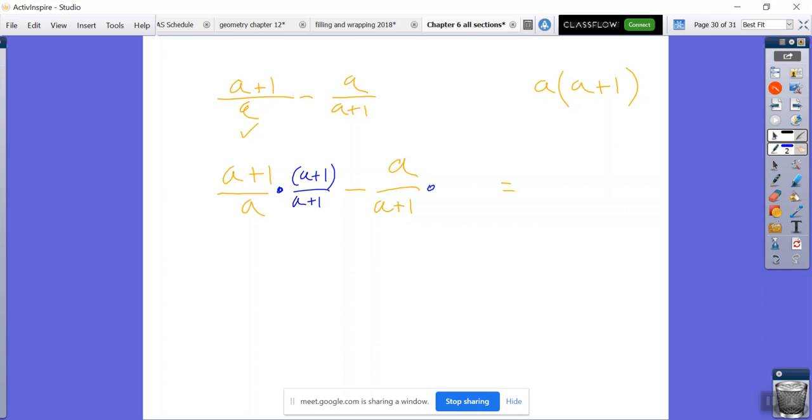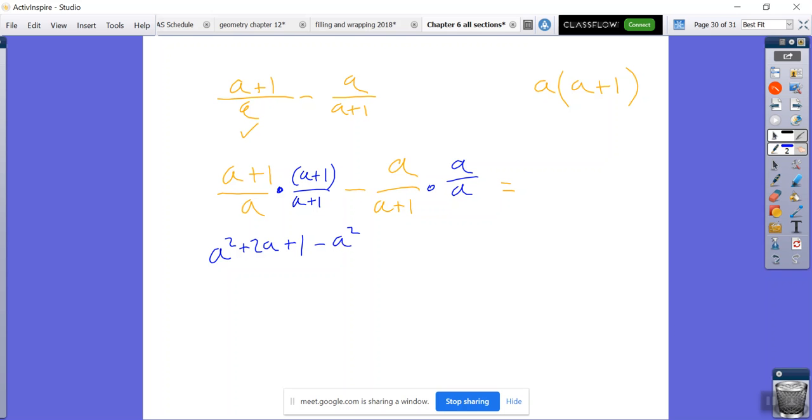What are we going to multiply the second fraction by? A. And so when we multiply this out, what's A plus 1 times A plus 1? A squared plus 2A plus 1. There you go. And I'm only going to write the numerators because I know what the denominator is going to be. What is my second fraction? A squared. So we have minus A squared.